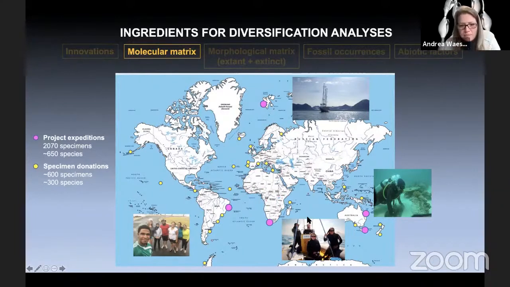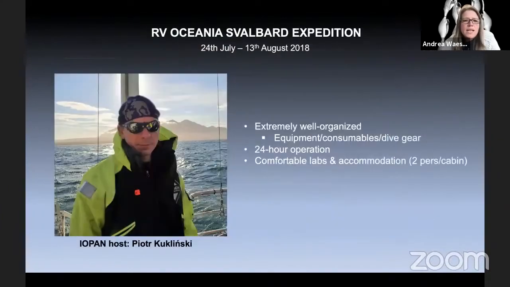So we also had a lot of samples being donated to us from all over the world, given by the yellow dots. But what I would like to talk about is this expedition to the Svalbard archipelago, which was funded by Assemble Plus. And this is Piotr Kuklinski, who was my host. He works at IOPAN. And I have to say, he was the most magnificent host. Everything was extremely well organized in terms of the equipment, consumables, even dive gear. So I basically just had to turn up, which was brilliant.